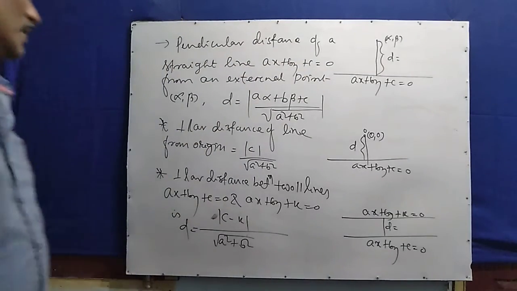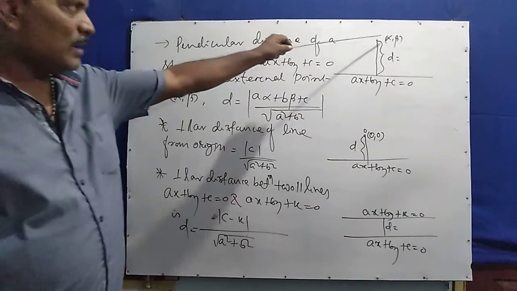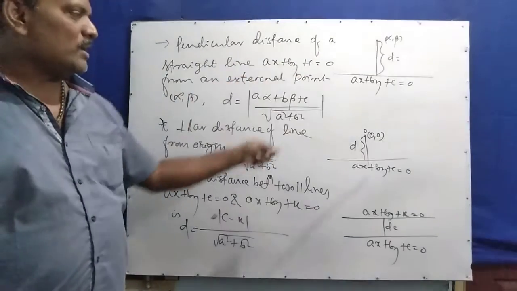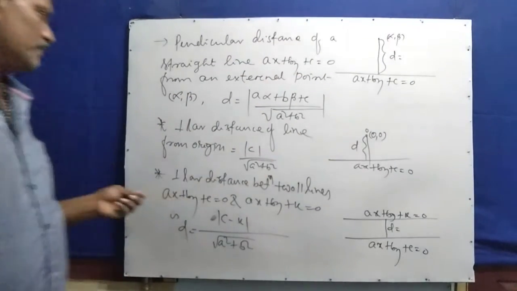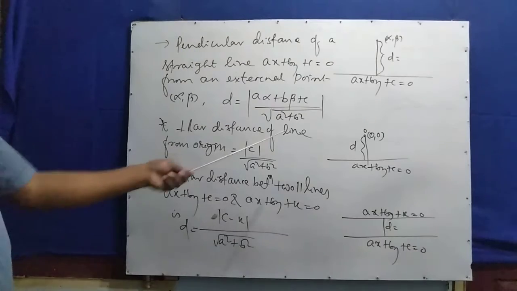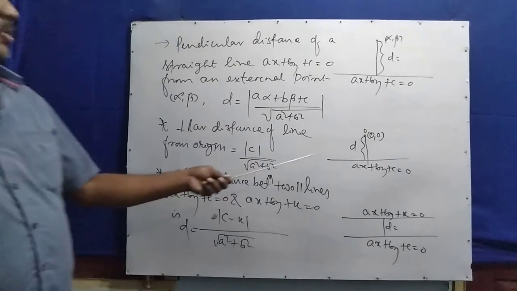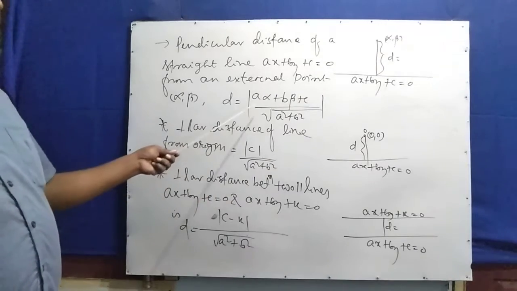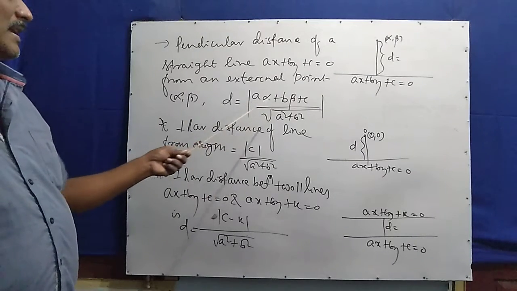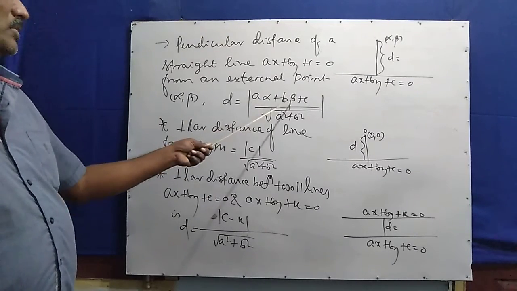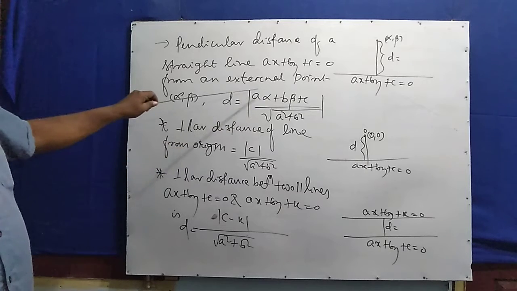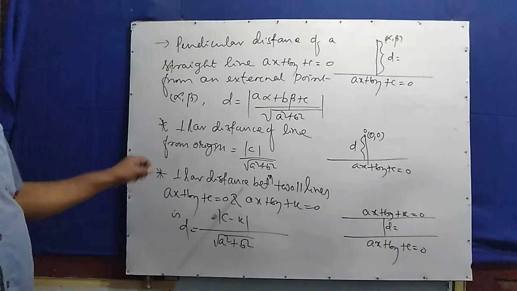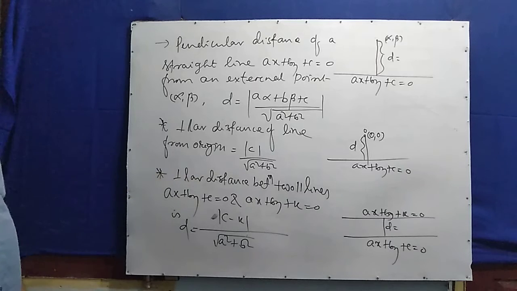Now, another important case, marked with a star: when the external point is 0, 0, meaning the origin. What is the perpendicular distance of a line from origin then? Look at a alpha and b beta. Here alpha and beta are both 0. Therefore a into 0 plus b into 0 are both 0. Only c remains. So the magnitude of c by root of a square plus b square.